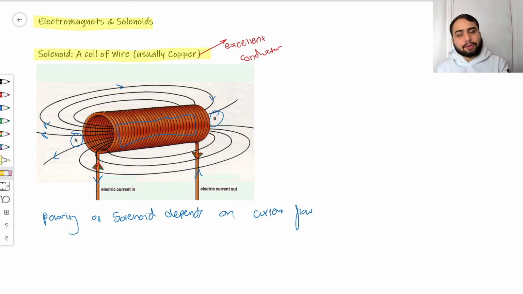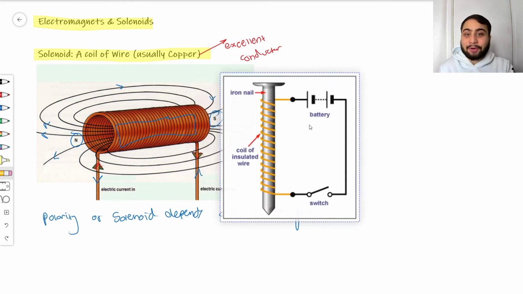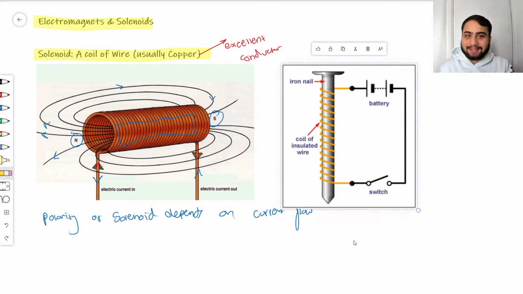Now, those field lines inside, sure, they're kind of dense, right? But what if we could really collect them together in something else and make them even more dense? By, say, putting a soft iron nail inside. Okay, so now we've created an electromagnet. This is an electromagnet.